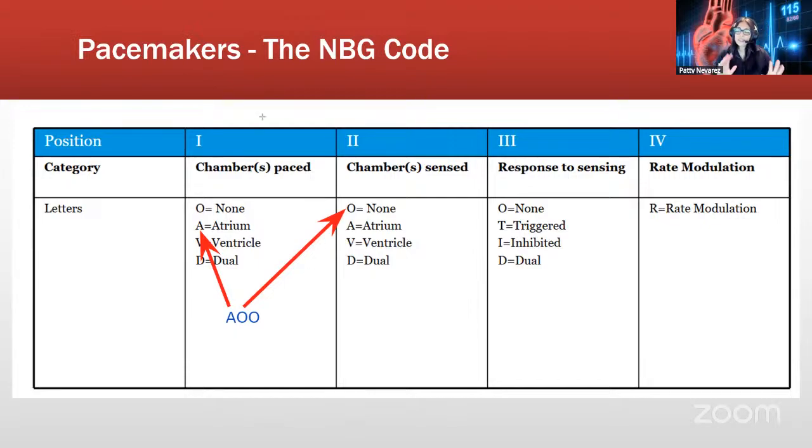Position number 2 is going to be sensing, no, again, let me take it back. The chamber paced is going to be A or V, or maybe O in some cases, that will be none, or it will be both atrial and ventricular. So we are pacing, in this case, the atrium, and then for the chamber sensed, we have none. And on the third position, the response to sensing is none. In this case, this particular pacemaker is just pacing the atrium, period. That's what the patient needs. Now, let me erase this and let's go to another sample.